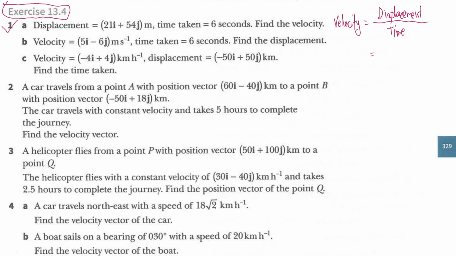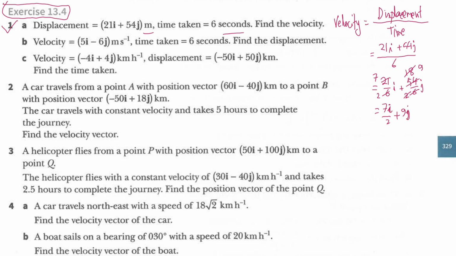So here the displacement is given as 21i plus 54j, the time is given as 6 seconds, and the displacement is in meters and time in seconds. So we write 21 by 6 i, then 54 by 6 j. Cancelling with 3, we get 7i by 2, and our vector is 9j. Here the vector comes out in terms of i and j.